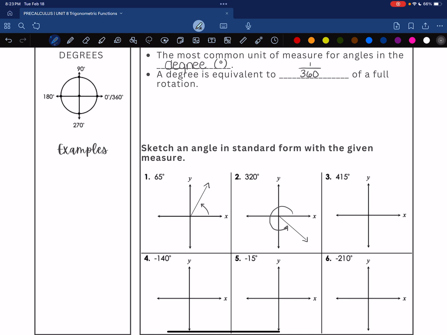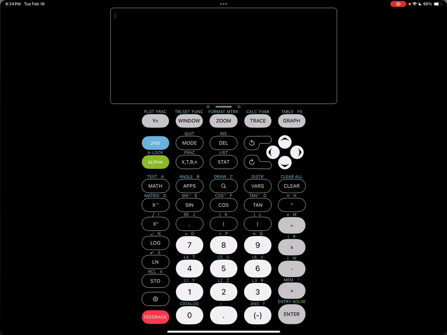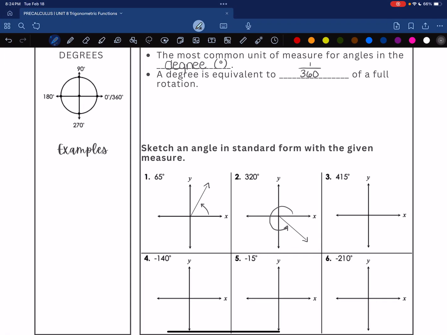Okay, now 415. You might be thinking, what is that? Well, that's more than one rotation, right? That's going to take us one rotation, which is 360, and then a little bit more. Let's see how much would be left there. Grab your calculator. If you take 415 and subtract a full rotation from it, that means that we've gone a full rotation and 55 degrees more.